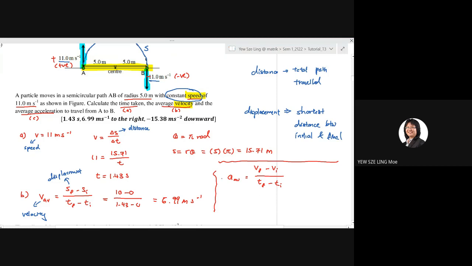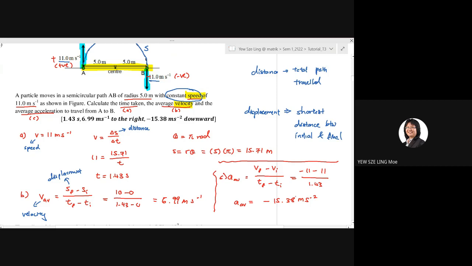A average equals V final. V final is pointing downwards, therefore negative 11, minus V initial. V initial is a positive value, so minus 11, divided by the time taken. Again, the time taken is 1.43 seconds. Which gives you A average equals negative 15.38 meters per second squared. A negative value means it's going downwards.